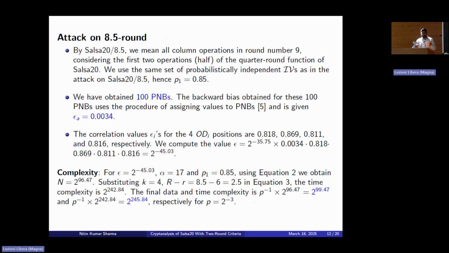And due to our criteria and the techniques, we were able to manage the first ever attack on 8.5 round. We have obtained 100 PNBs, and the bias value is 0.0034. We have done the same procedure, finding bias for 4 OD positions. And we have managed to provide the time complexity as 2 power 245.84 after multiplying with the p value. And you can keep an eye on this thing, that we are always keeping the n value below 2 power 97.